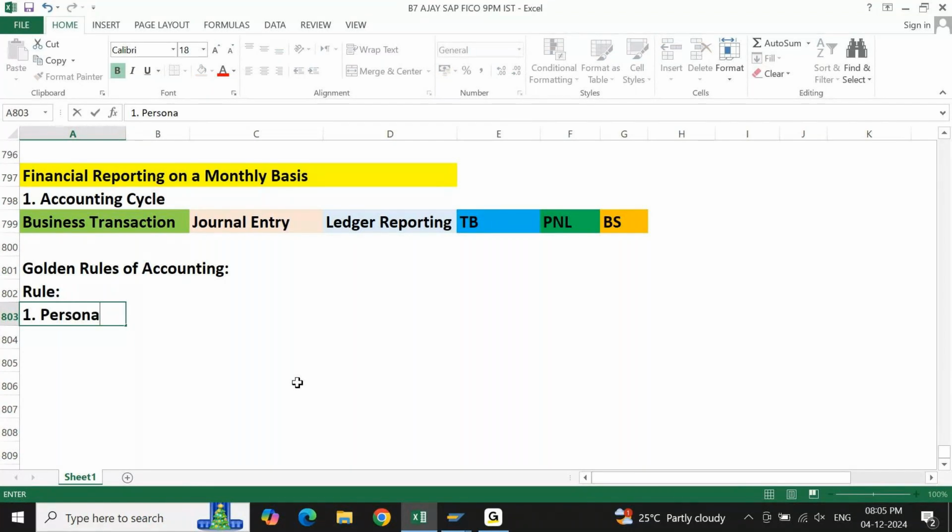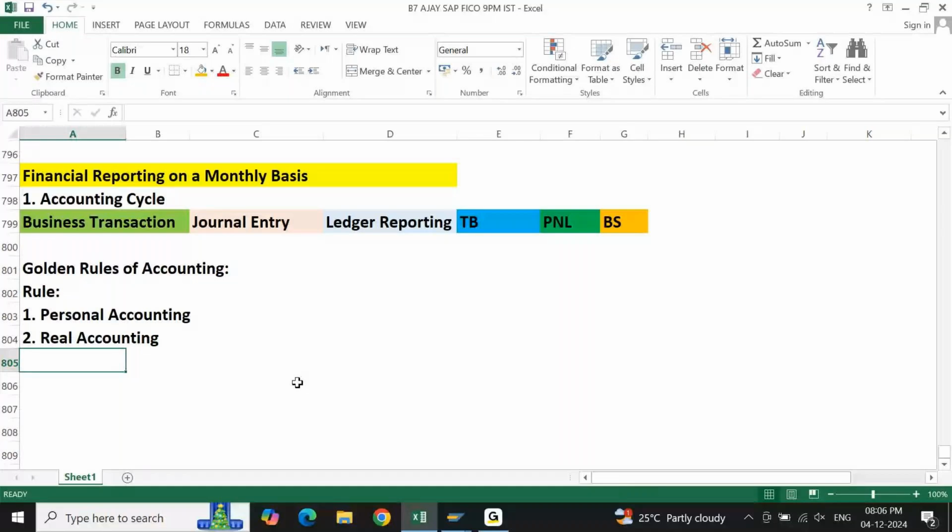Personal account. Second, real account. Debit the receiver, credit the giver. Third, nominal account. Okay, personal account, real account, nominal account, or personal accounting, real accounting, nominal accounting. Either way you can say it, it is okay. Now this is your rule. Basically this is the rule that you're talking about.